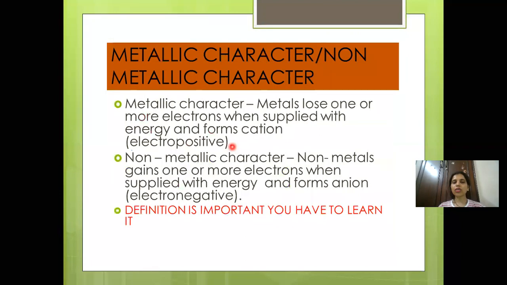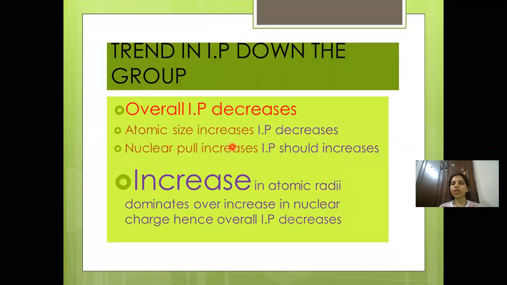Now we go to the next part. So here, what is important? Definition of IP is important. Factors influencing IP are important. And what is the trend across the period and down the group? And which particular element has the maximum IP?